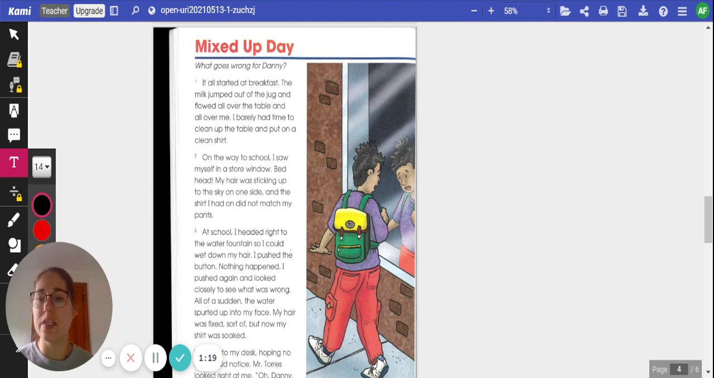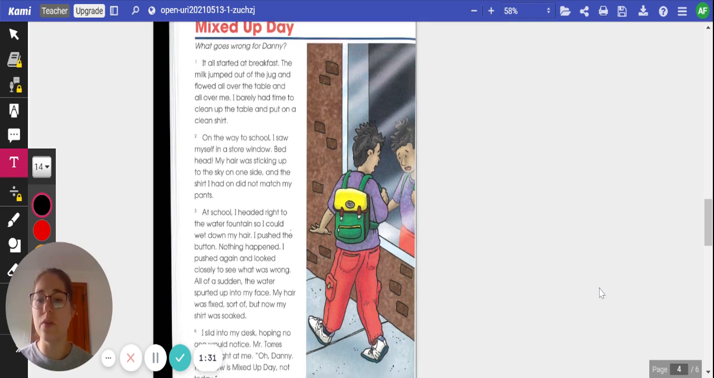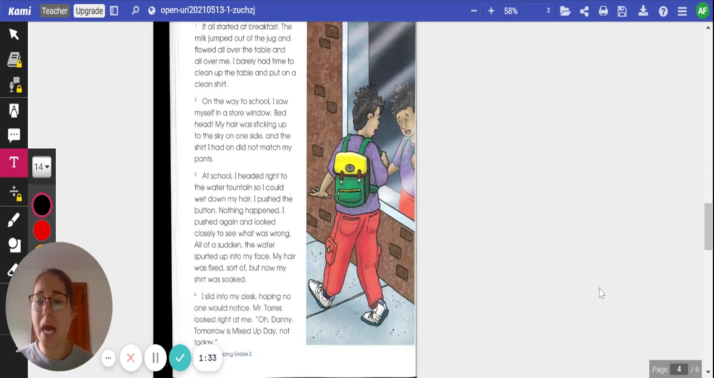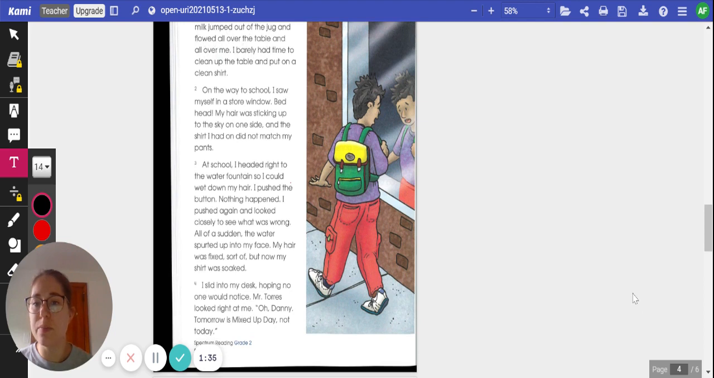It all started at breakfast. The milk jumped out of the jug and flowed all over the table and all over me. I barely had time to clean up the table and put on a clean shirt. On the way to school, I saw myself in a store window. Bedhead! My hair was sticking up to the sky on one side, and the shirt I had on did not match my pants. At school, I headed right to the water fountain so I could wet down my hair.